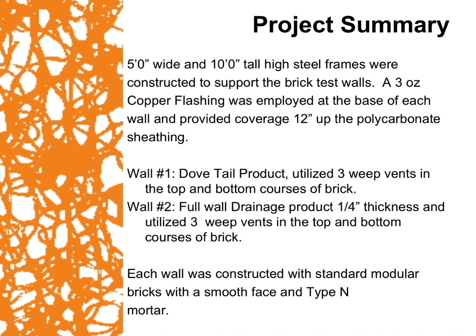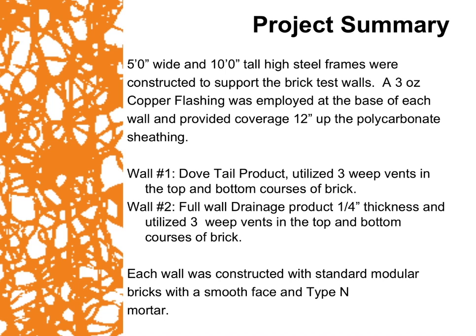Project summary. Five-foot-wide and 10-foot-tall steel frames were constructed to support the brick test walls. A 3-ounce copper flashing was employed at the base of each wall and provided coverage 12 inches up the polycarbonate sheathing. Wall number 1 consisted of a dovetailed product and utilized 3 weep vents in the top and bottom courses of brick. Wall number 2 consisted of the full wall drainage product of 1/4 inch thickness and utilized 3 weep vents in the top and bottom courses of brick.